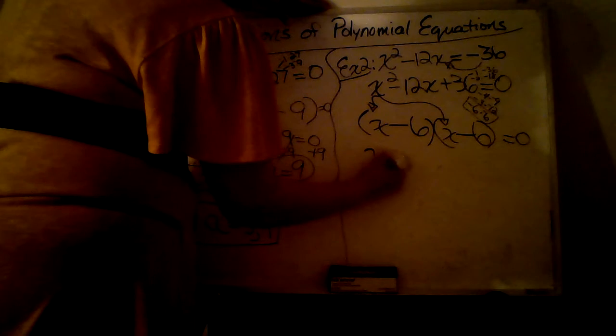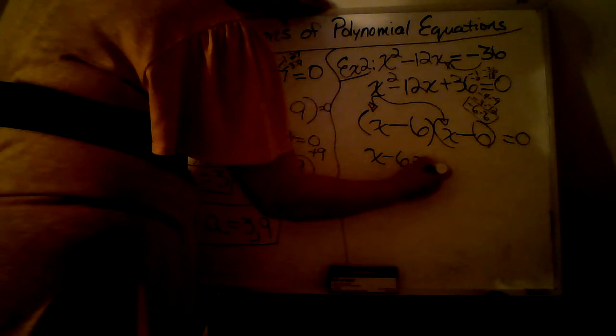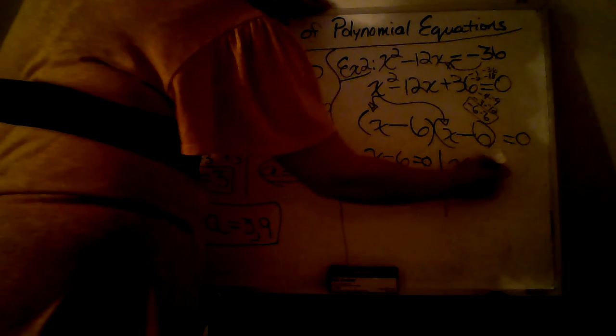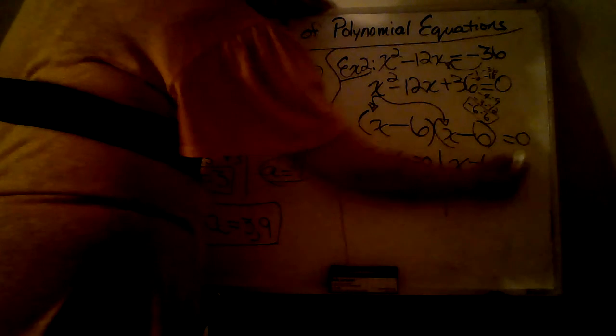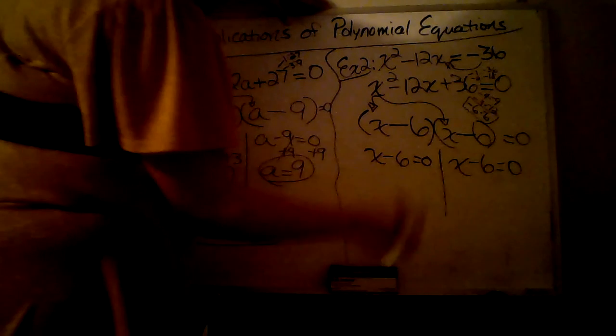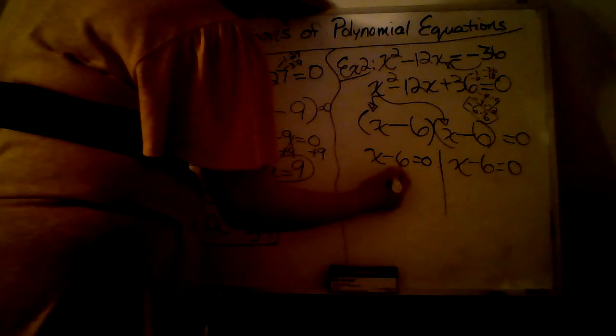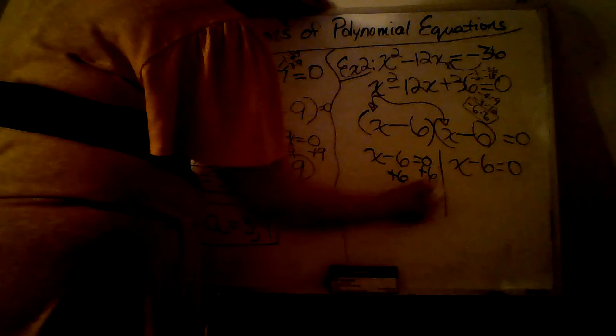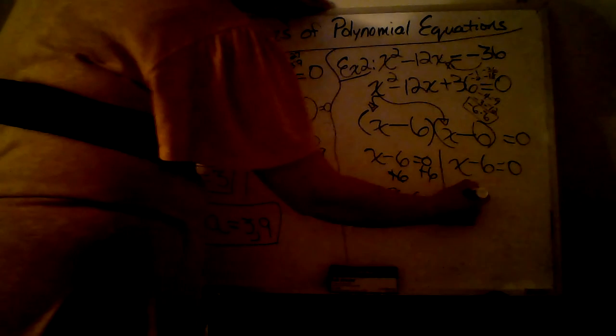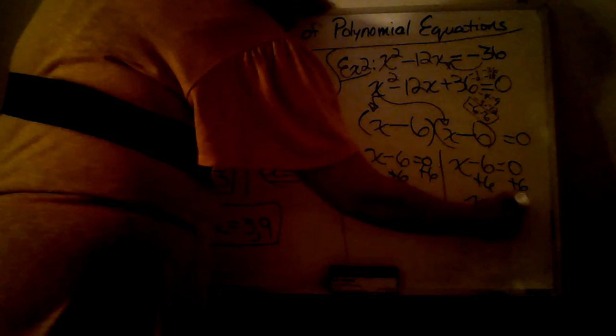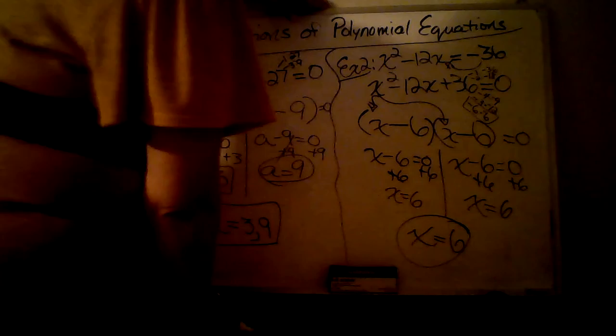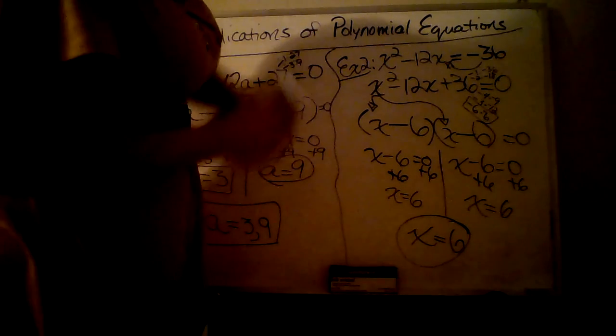So then we set each equal to 0. Now they're the same problem, so we actually don't really need to solve them both, but you can. Plus 6, x equals 6. So the solution for this is x equals 6. So that's how you actually solve a polynomial equation. That's one way to do it.